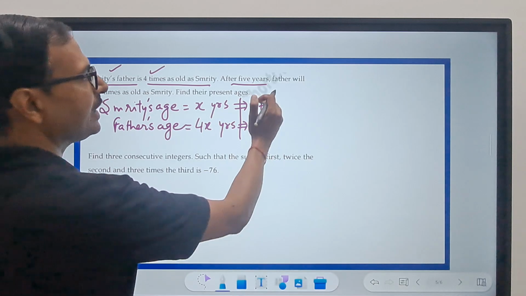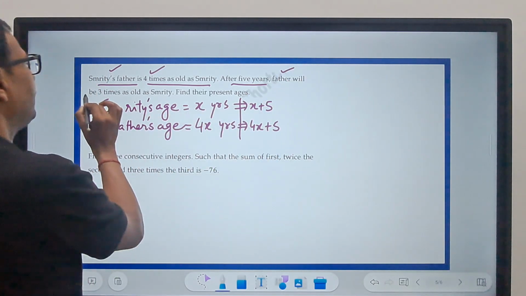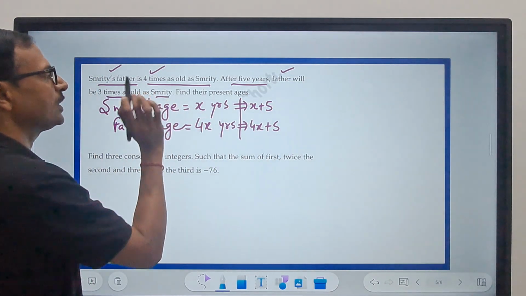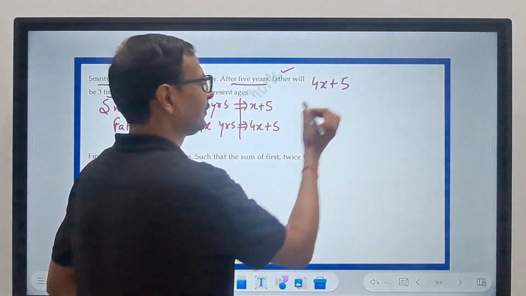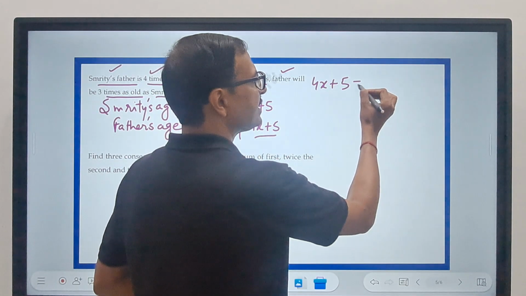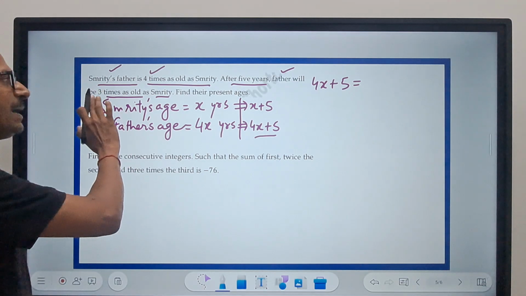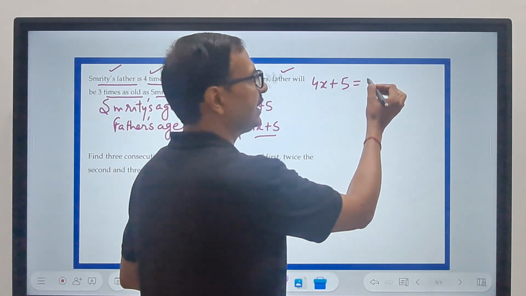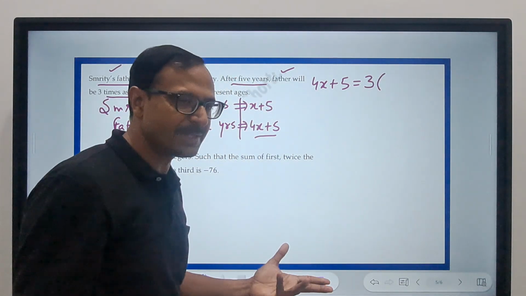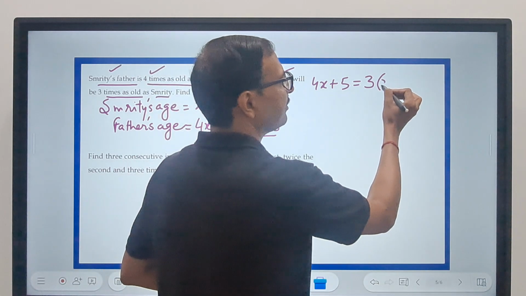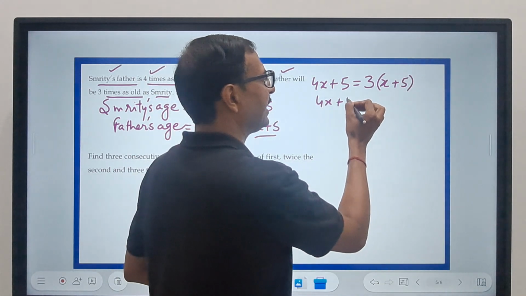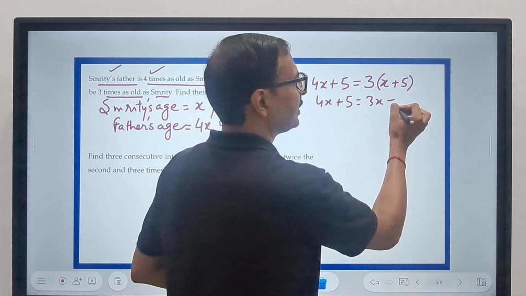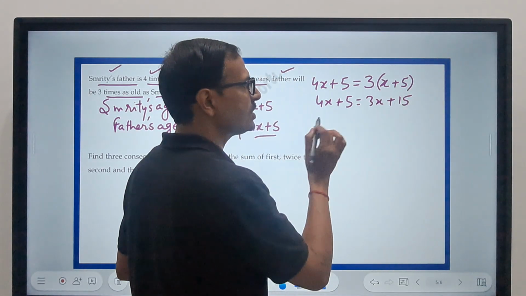Now how are these related? Father will be 3 times as old as Smriti. So father, that means 4x plus 5, will be equal to 3 times as old as Smriti. Smriti is x plus 5. And so I can open the brackets and solve. I will get the answer. If I open the brackets, this will be the equation.